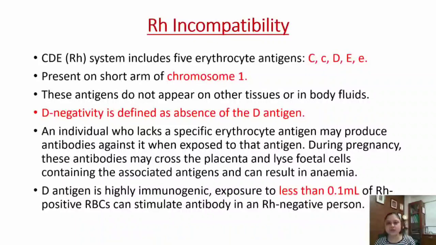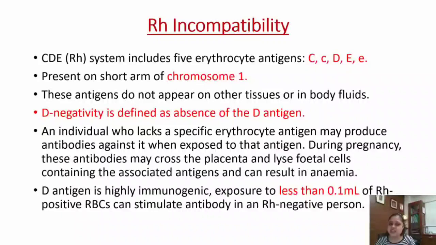Very good morning to all. I will be talking about RH incompatibility and how to approach a case with the RH negative pregnancy. Let's understand what is this RH system. RH system includes 5 erythrocyte antigens, which includes capital C, small c, capital D, capital E, and small e. Point to be noted, there is nothing called small d. All these erythrocyte antigens are present on the short arm of chromosome number 1. These antigens do not appear on other tissues or any body fluids.